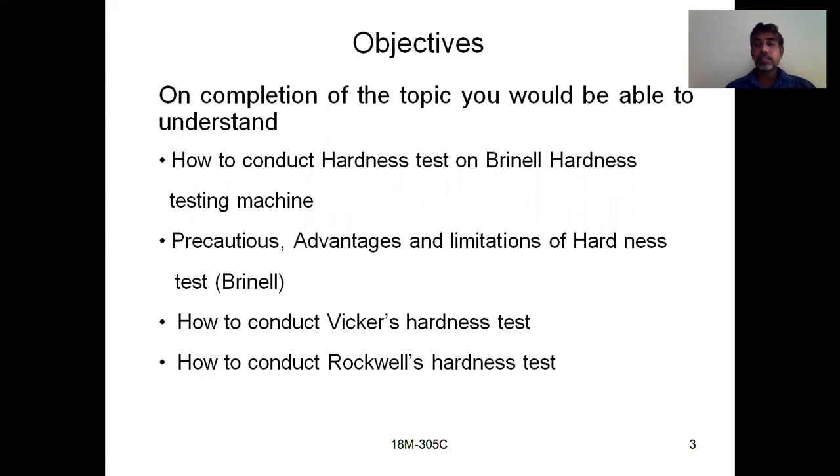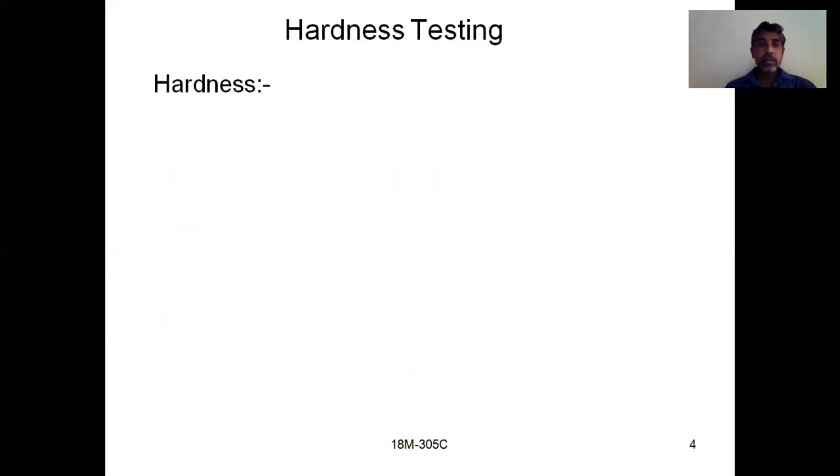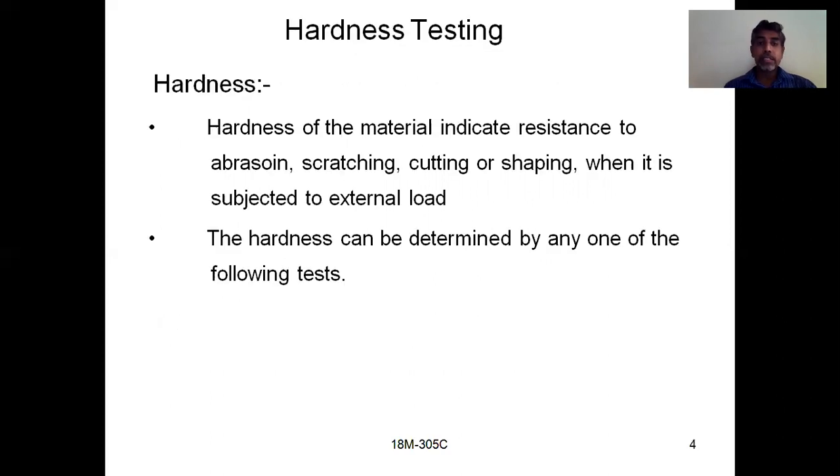So we are going to discuss what hardness is and what the different methods to find out hardness are. Mainly we have three types of testing procedures: the Brinell hardness test, the Vickers hardness test and the Rockwell hardness test. Coming to hardness testing, hardness is one of the important mechanical properties. Already we have discussed what is meant by hardness.